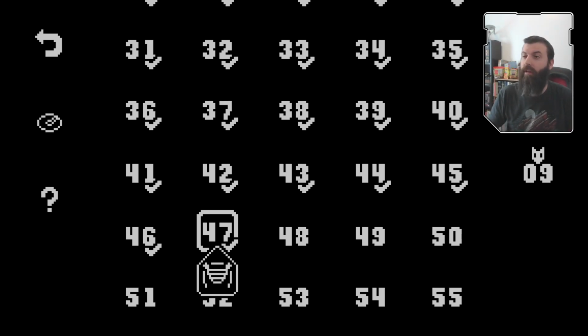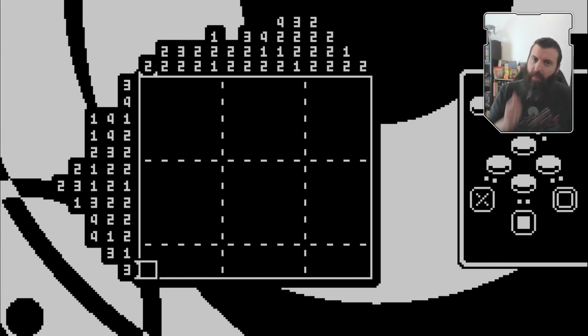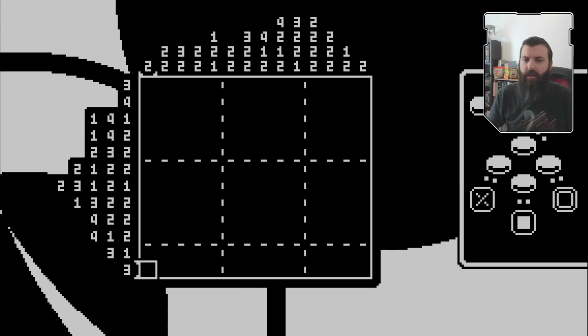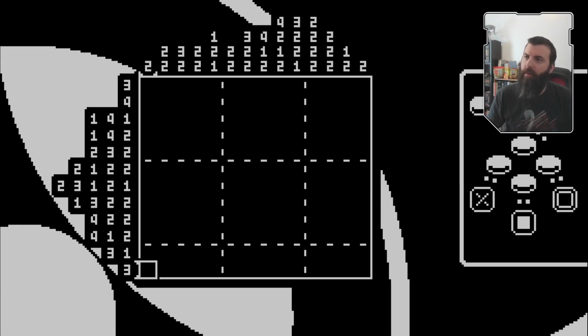Staircase. Or a ladder. Come on, brain. Ladder down into a hole. Beautiful. Horizontal 13, vertical 12 for nonogram 48.